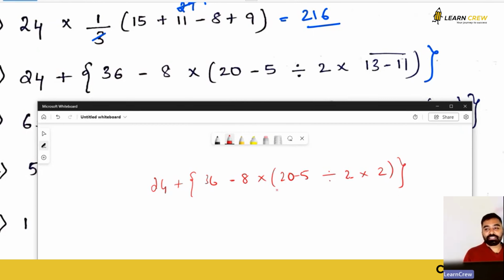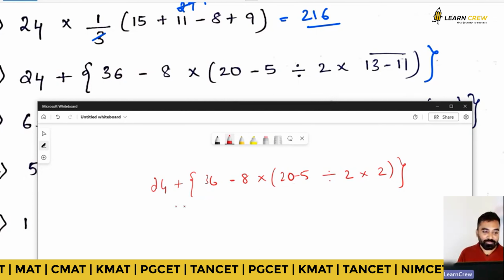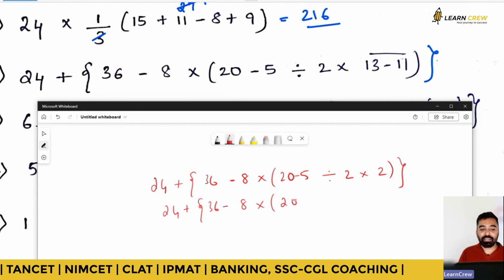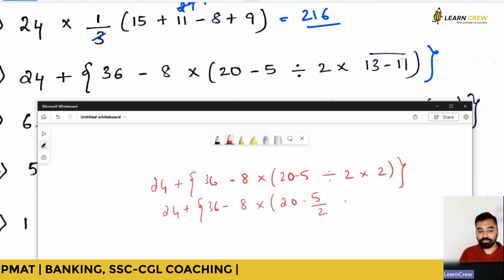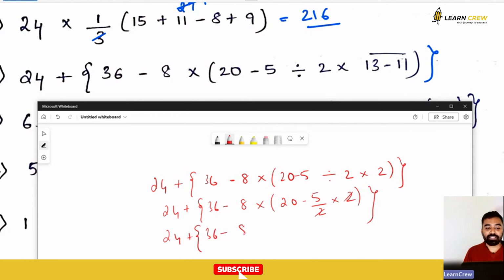Inside the bracket, whatever is there, you need to solve it. Inside the bracket, which rule applies first? Division. So it becomes 24 plus 36 minus 8 into 20 minus 5 divided by 2 into 2. Right? Now your 2 and 2 get cancelled. Now we are left with 20 minus 5. It becomes 24 plus 36 minus 8 into 15. Which are you going to solve first?